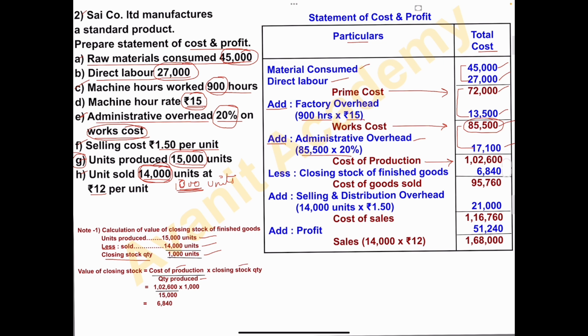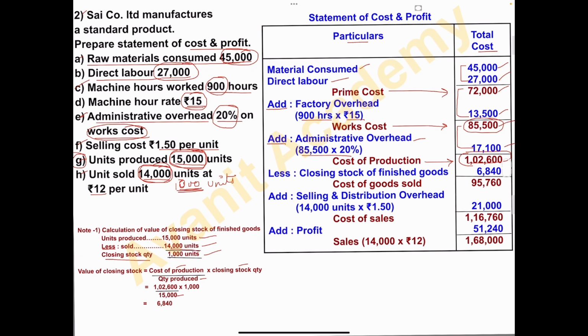Cost of production. So this cost of production, where will you get it, in the problem or in the solution? In the solution. Yes. See here, cost of production amount is 1,02,600. Correct? See in the solution, cost of production, that is 1,02,600. So right here, 1,02,600 divided by quantity produced. So during this period, how many units are produced? 15,000 units. Right here, 15,000 units into closing stock quantity.